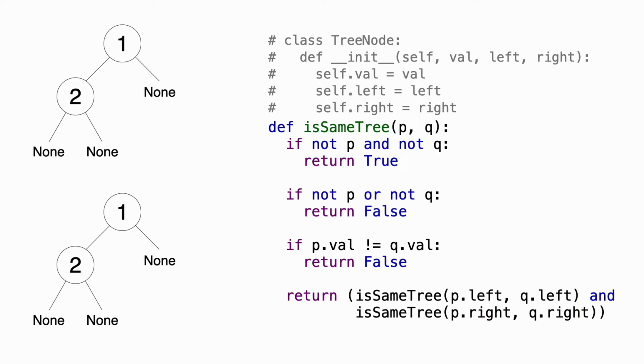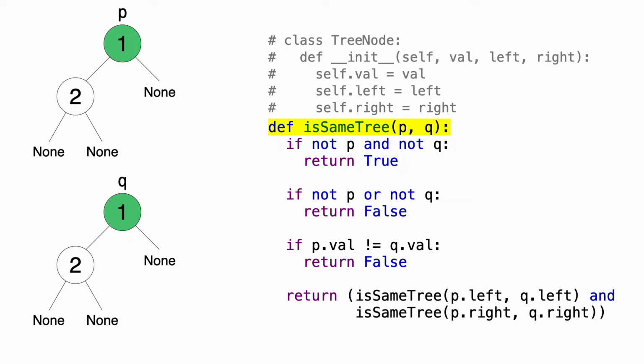Okay, now let's look at this solution. The two roots that are given are called P and Q. So let's say the top one is P and the bottom one is Q. We're going to use recursion to perform a depth-first search of the two trees, and at each step, we'll compare P and Q to each other.